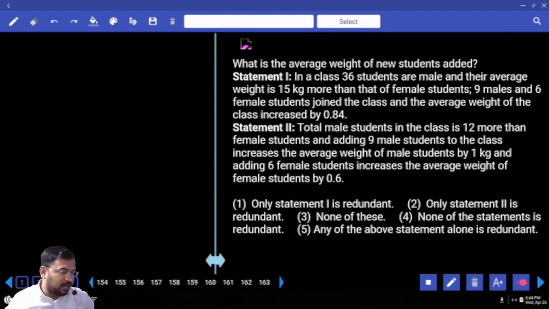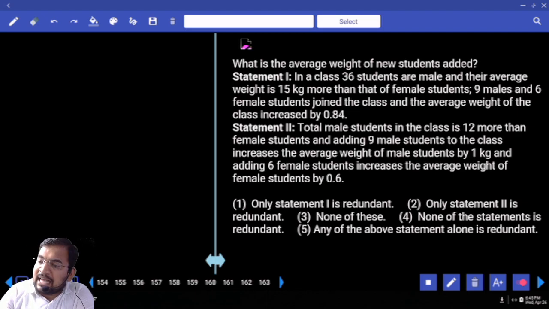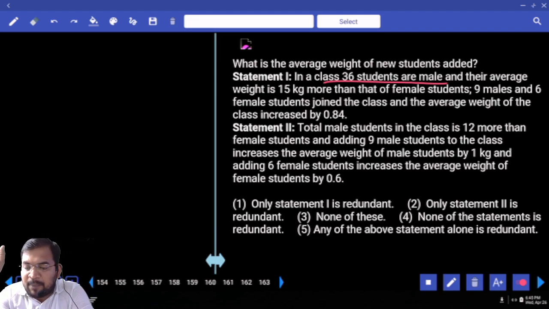So question number is what? 180, 183. So what is the question? What is the average weight of the new students added? See statement 1. In a class, 36 students are male and their average weight is 15 kg more than that of the female students. 9 males and 6 female students joined the class and the average weight of the class increased by 0.84. But here we don't know the number of females. Then it's not possible to find out. So only one is not possible.